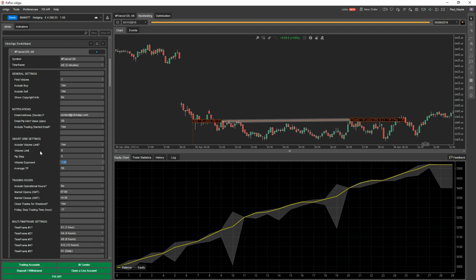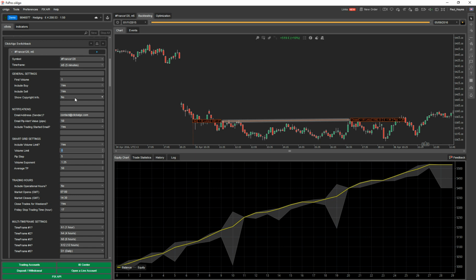You have got a volume limit here, so that you can specify it'll only ever go up to 8. This stops the volume from just continuing to double, and all of a sudden you've got a massive trade position size. So this is a good way of preventing that from happening. You've got your include buy or include sell, so if you know the trade is, say, bullish for a long period of time, you can just turn off the sells and let this run on long.